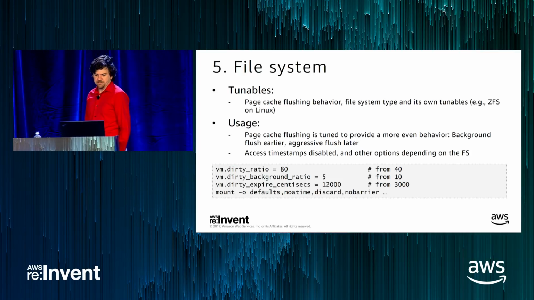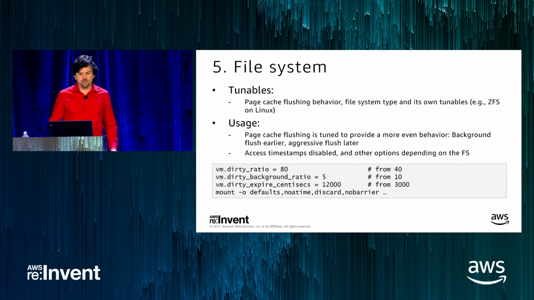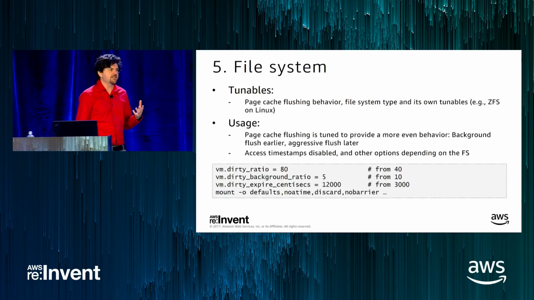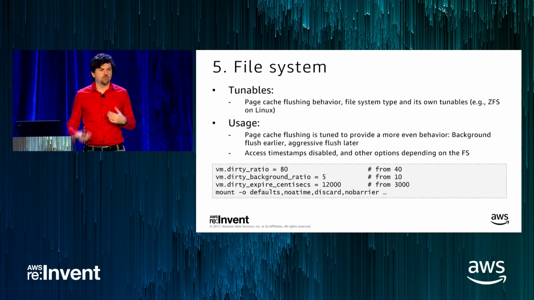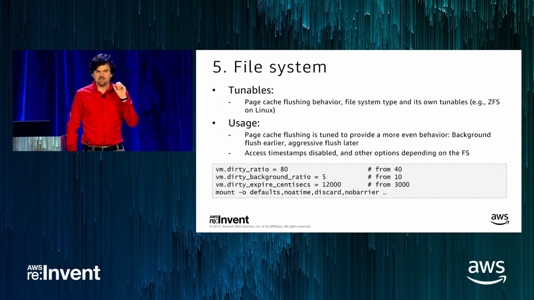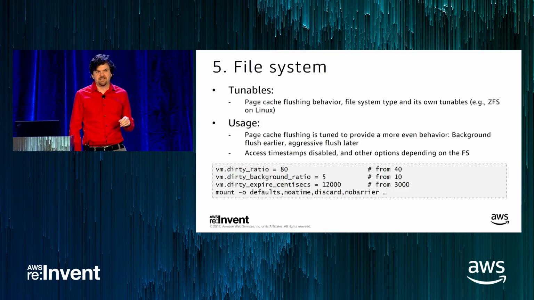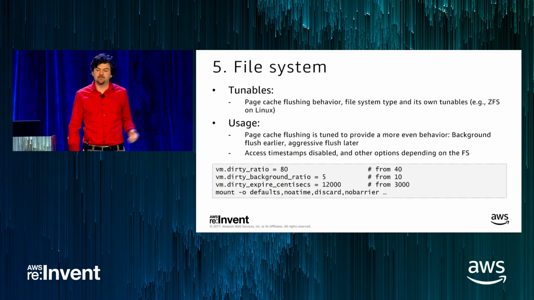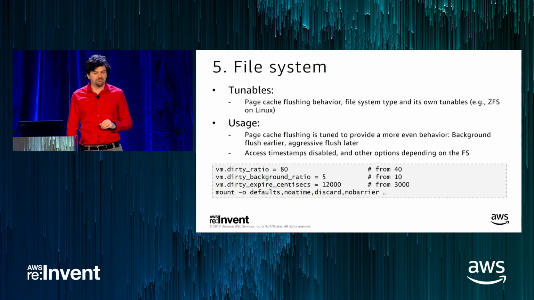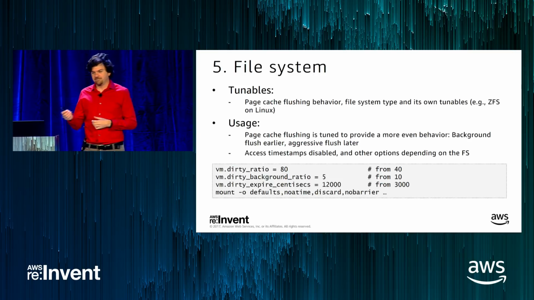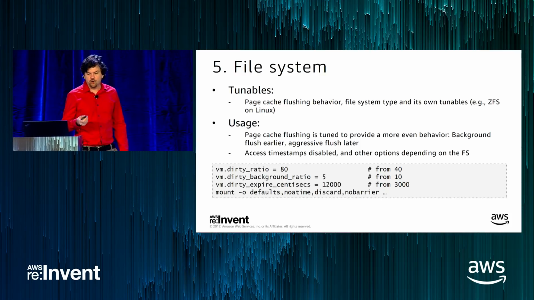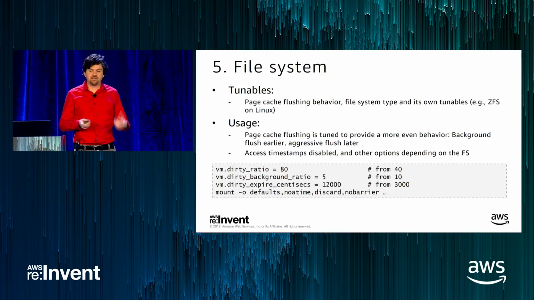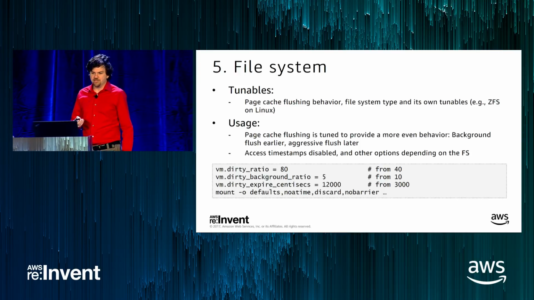File system tunables. So dirty ratio, dirty background ratio, and expiry centisecs, these control how quickly the write-back caching works. And so when the application does write to the file system, it doesn't immediately engage the storage devices. It can keep it in memory and then flush it later. And you can tune how aggressively it flushes that. Buffering is good. It helps the application continue. And we could also mount things using, say, noatime and discard, nobarrier, various other file system tunables as well that you should check.